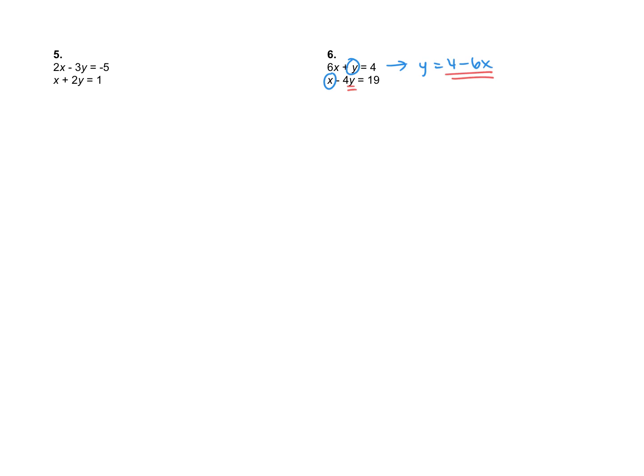Chloe, can you tell me what that would look like in the bottom equation? Parentheses 4 minus 6x minus 4y. So start with the beginning of the equation. We should have x subtract. x minus 4 and then in parentheses 4 minus 6x equals 18. Great, thank you so much. So this is from our y.